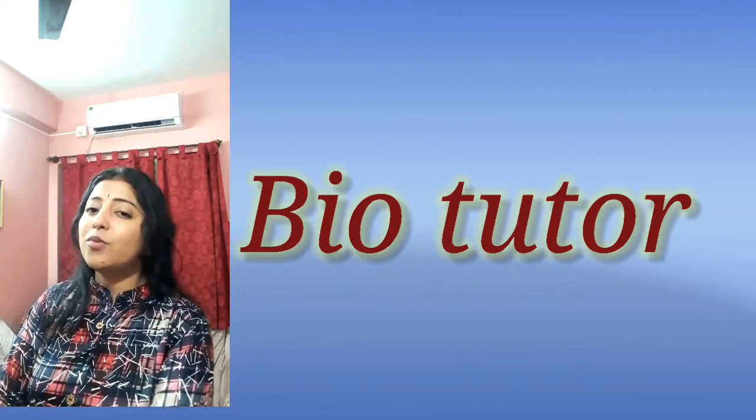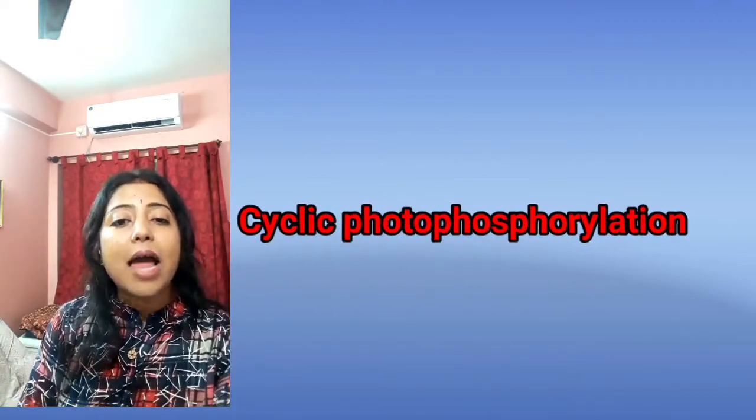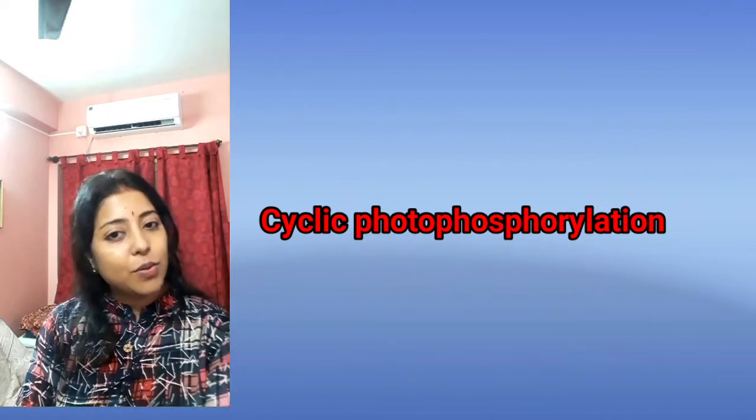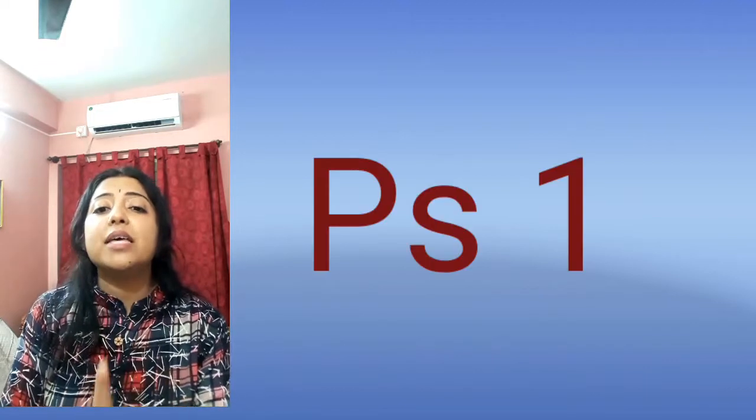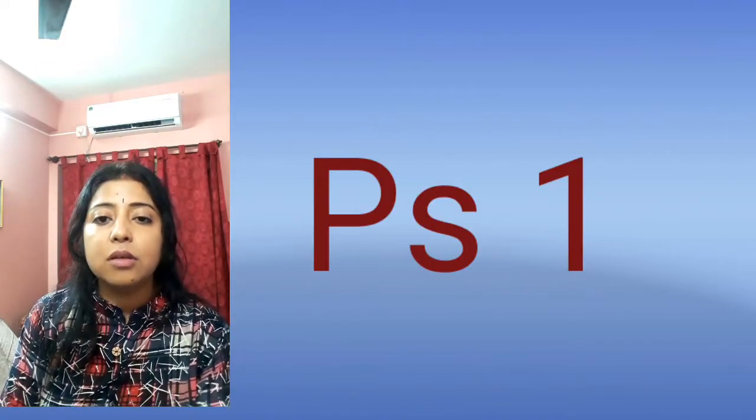Last year I discussed one part, that is non-cyclic photophosphorylation. But today I will discuss cyclic photophosphorylation. In case of non-cyclic photophosphorylation, I told you there are two systems involved. First one is PS2 and second one is PS1. But in case of cyclic photophosphorylation, only PS1 is involved.